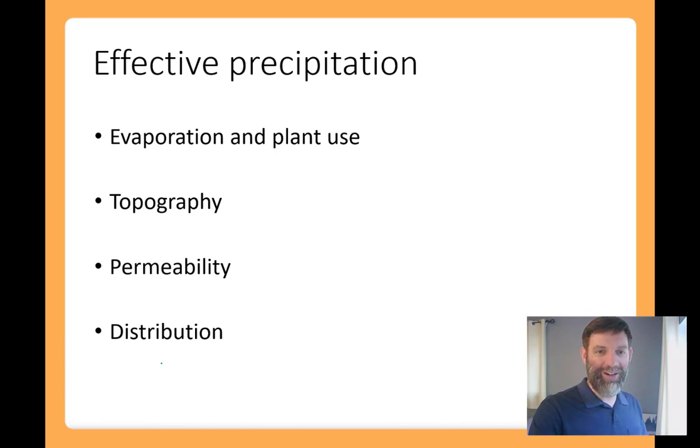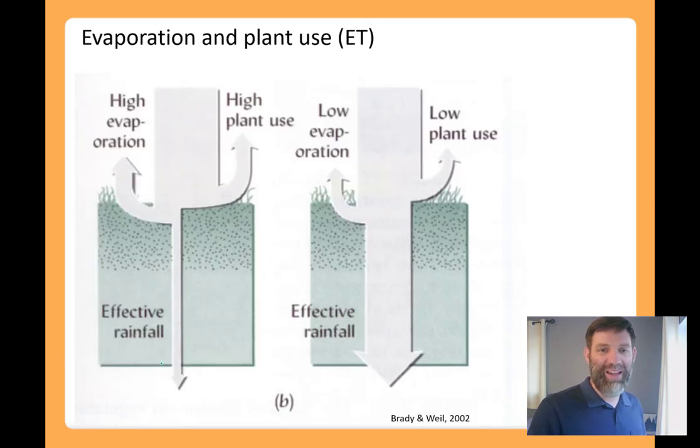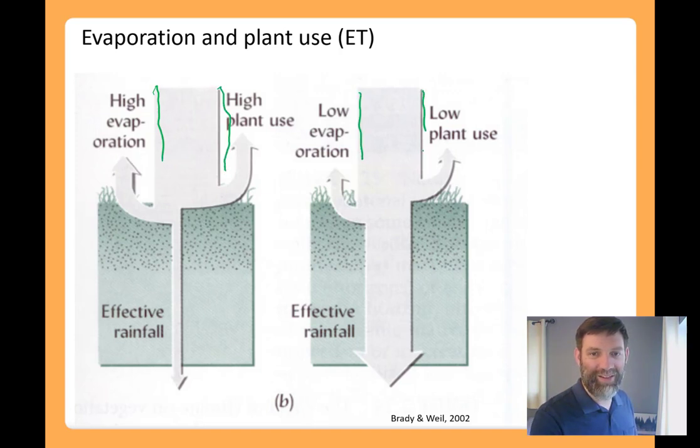So we're going to look at 4 components of effective precipitation, and the first one is evapotranspiration, evaporation and plant use. If we have a given amount of water fall, represented by the width of this column, you can see that they are the same on the left and the right. We're getting the same total precipitation. The rain gauge measures the same amount of rainfall, but if we have high evaporation, so low shade, lots of direct, intense sun, this will connect also with temperature. If we have high temperatures, that's going to cause high evaporation.